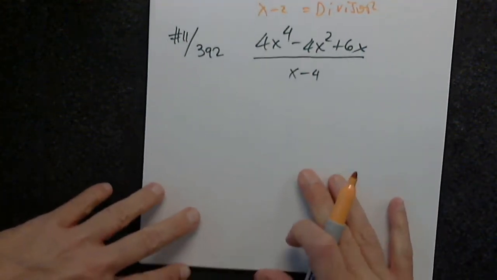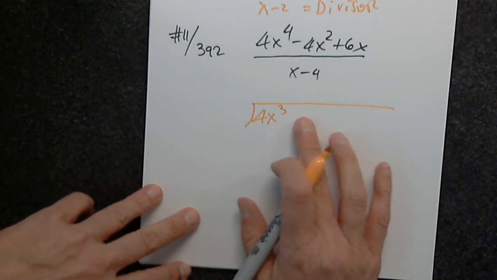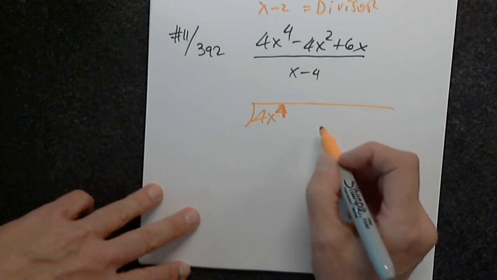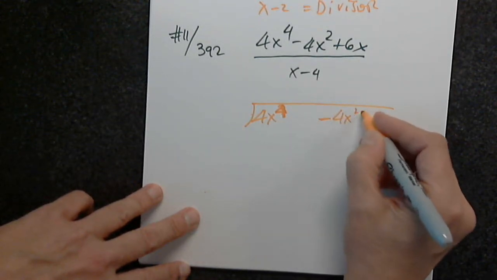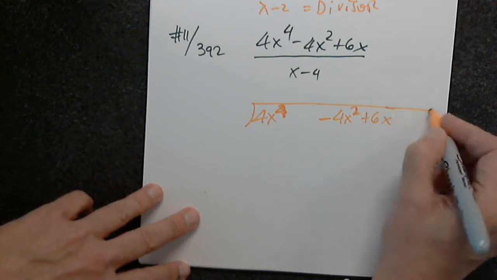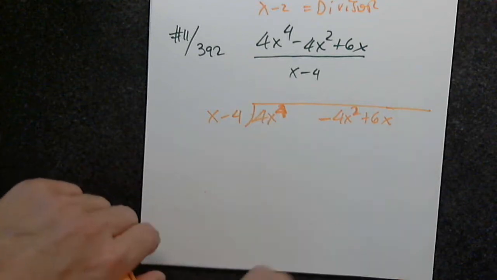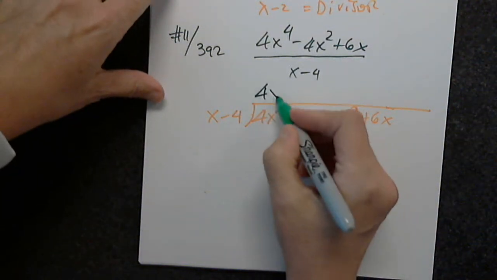So then we're going to write 4x to the fourth. We're going to leave some space for x cubed, minus 4x squared plus 6x, and at the end, the last term. We are dividing by x minus 4. Can anyone tell us the first term at the top? Yes, 4x cubed. Awesome. Great job.